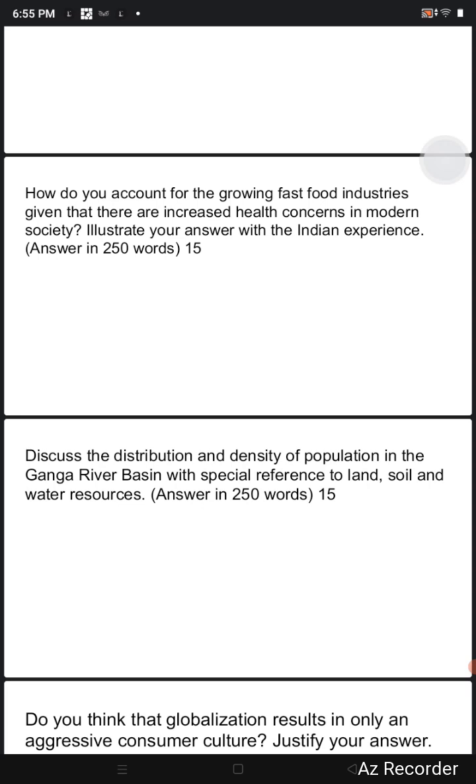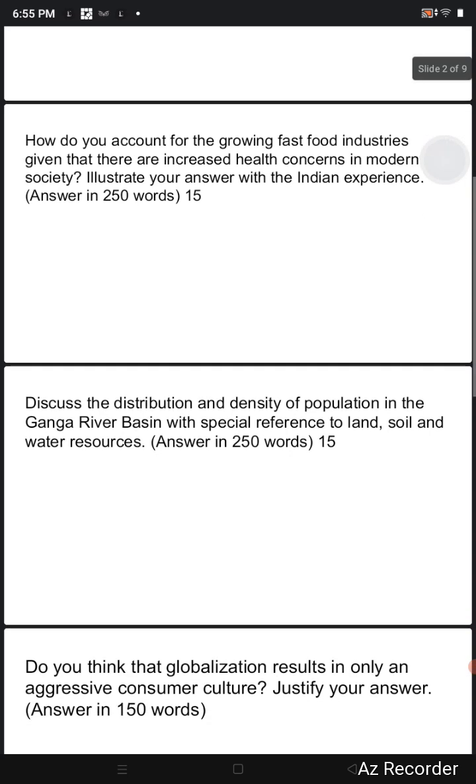Next is, discuss the distribution and density of population. It falls under the population part of our syllabus. Discuss the distribution and density of population in the Ganga River basin with special reference to land, soil and water resources. Here the keyword is discuss, so keep that in mind, and the key topic areas are distribution and density of population in the Ganga River basin with special reference to land, soil and water resources. You have to touch these things.